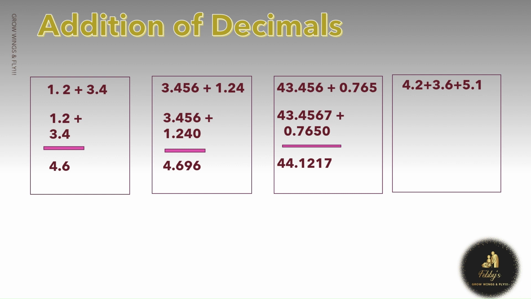For the next question, we simply follow the steps we did in the first 2 questions. Write the numbers in column method, making sure that the decimal points are one above the other. Once that is done, follow addition. In the last question, notice that there are 3 numbers? Well, it doesn't matter how many numbers you have. Write them one below the other and follow the column method.